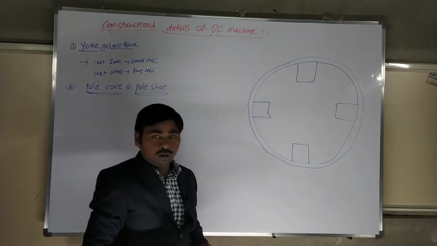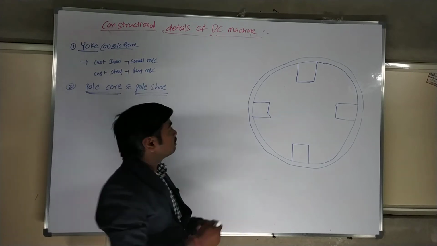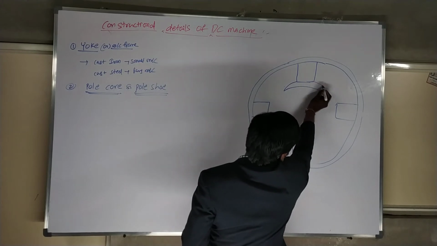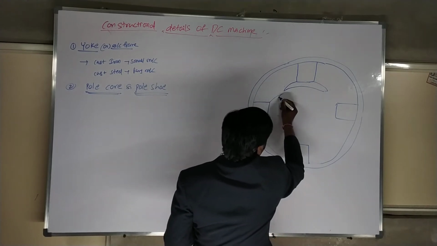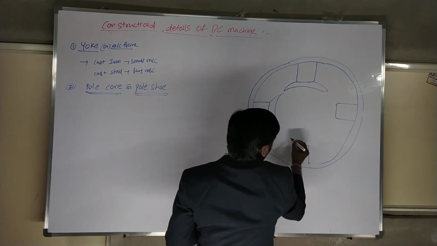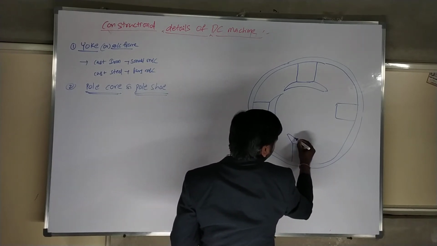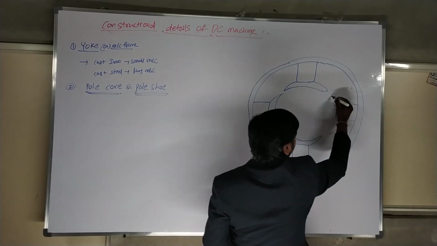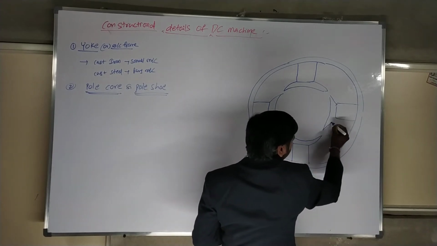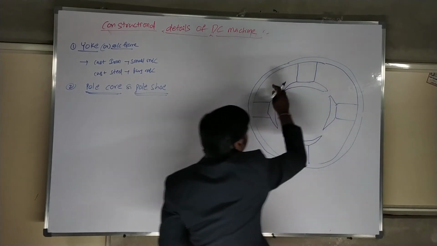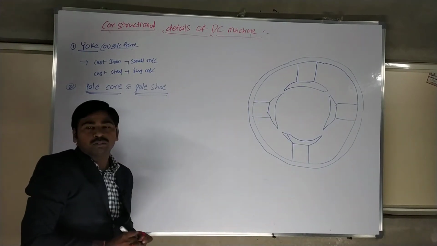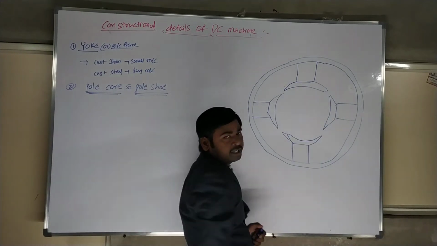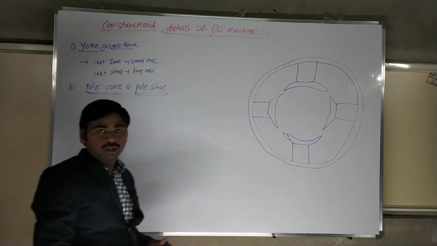Next, the pole shoe. The pole shoe is nothing but the extension of the pole core, covering here. The pole shoe looks like this, and this is the curvature of the pole shoe. The purpose of the pole shoe is flux extraction. Complete flux distribution takes place throughout the conductors through the armature core. On the pole core we place a field winding, and the pole shoe extracts the flux through the complete area.